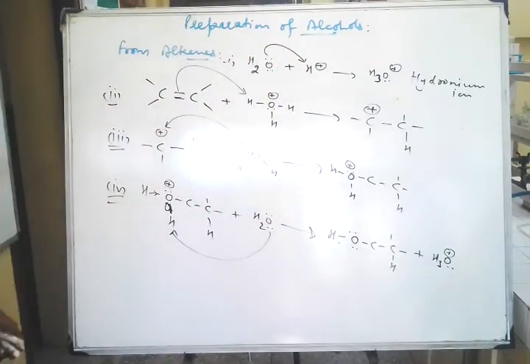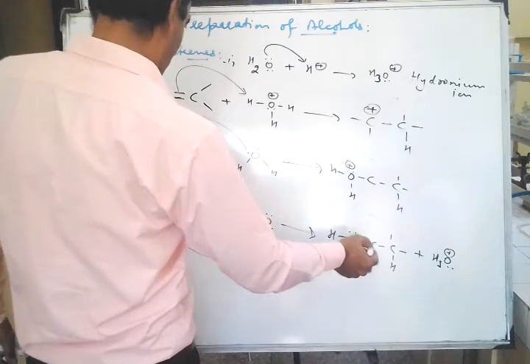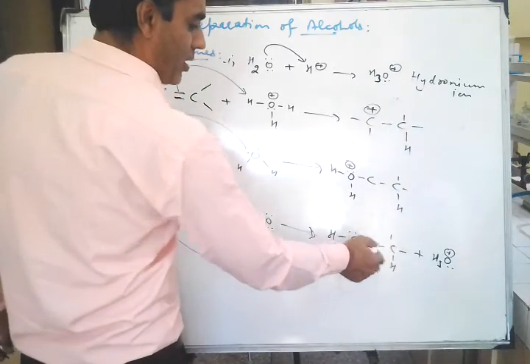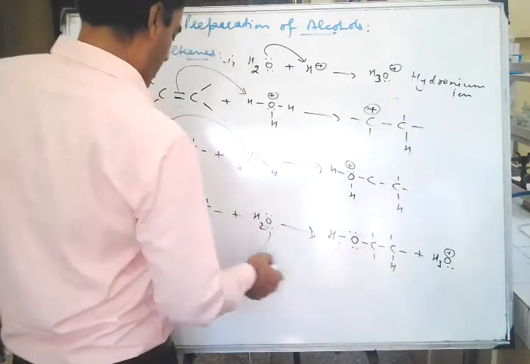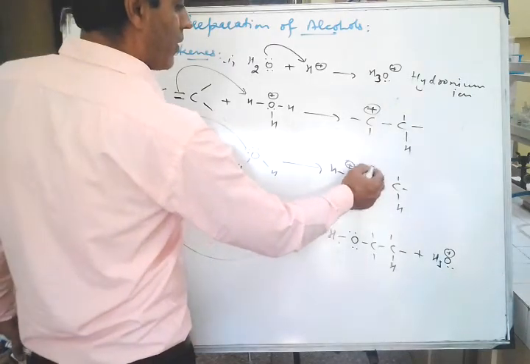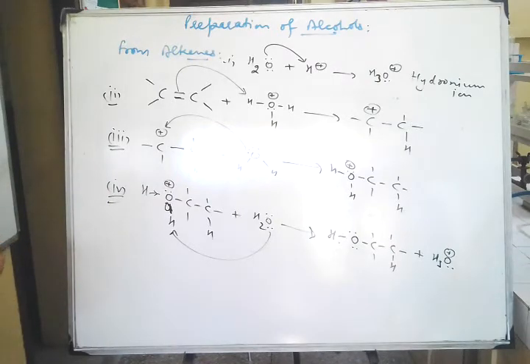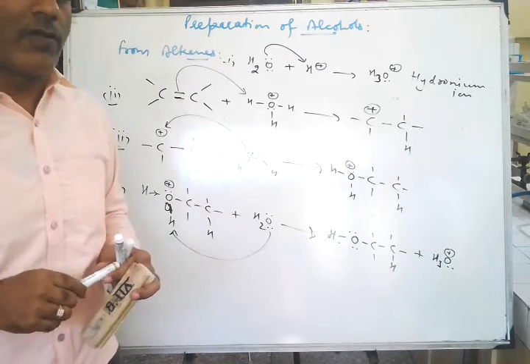So this is the mechanism of formation of alcohol. Now you can see here that OH group is here and H is here, so alcohol is formed. You can show the other bonds of this carbon also, right? So this is the formation of alcohols, that is mechanism of formation of alcohols.